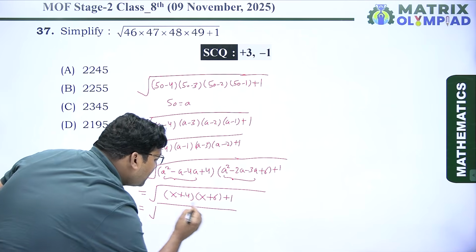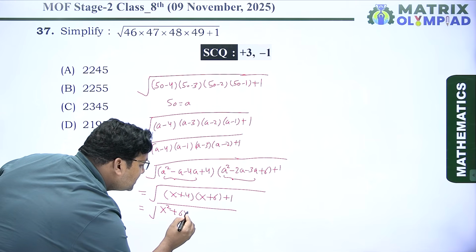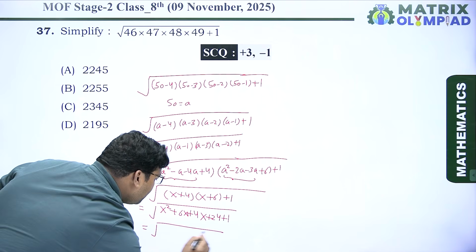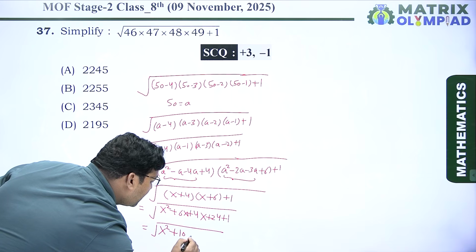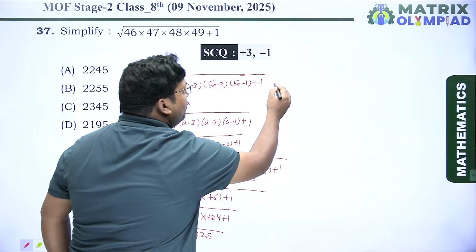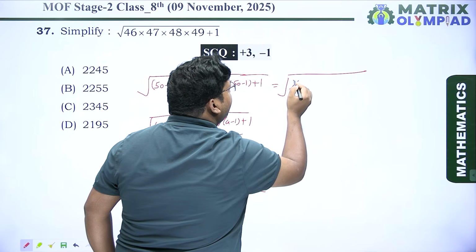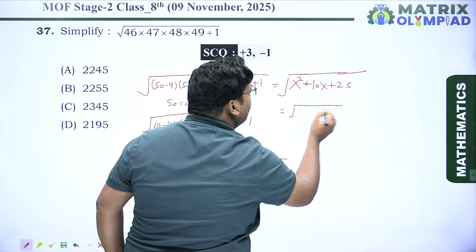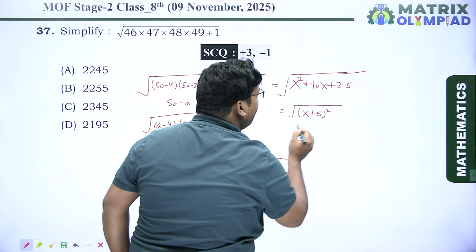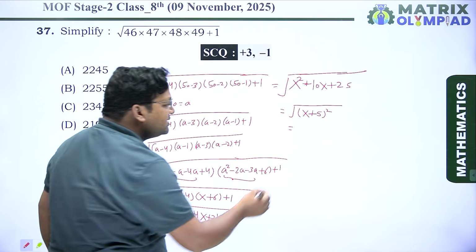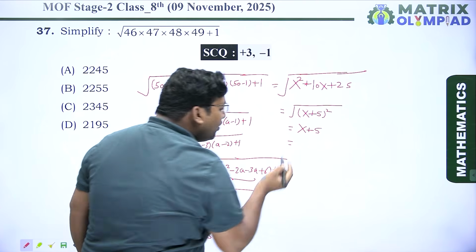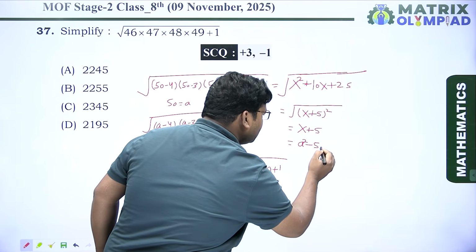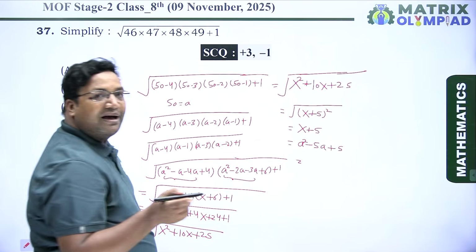Now we have to simplify this part, so we get x square plus 6x plus 4x plus 24 plus 1, and this equals x square plus 10x plus 25, which is equal to the square root of x square plus 10x plus 25, which is equal to x plus 5 whole square, and the square root of x plus 5 whole square is x plus 5, and the value of x is A square minus 5A, so it is A square minus 5A plus 5. Now the value of A is 50.